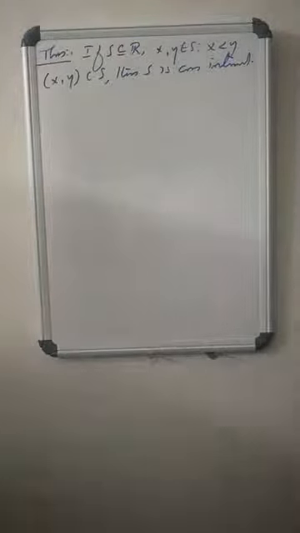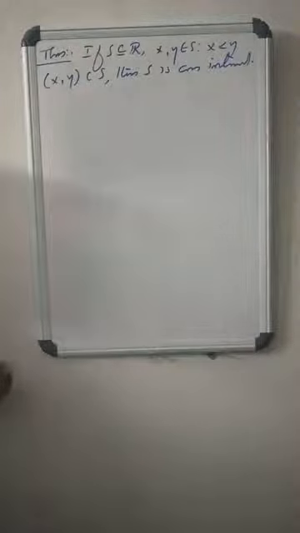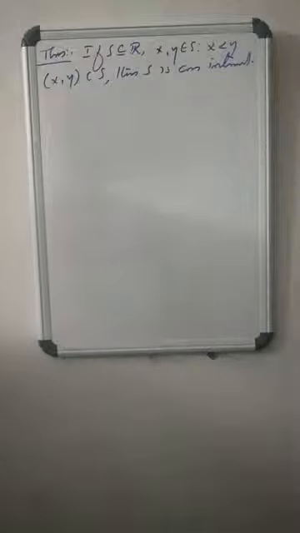If S is a subset of R, x and y are in S with x < y, so it contains at least two elements x and y, and the open interval (x, y) is a subset of S, then S is an interval. This is the characterization theorem.